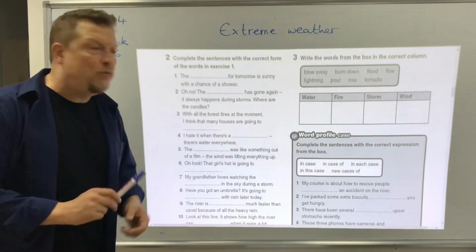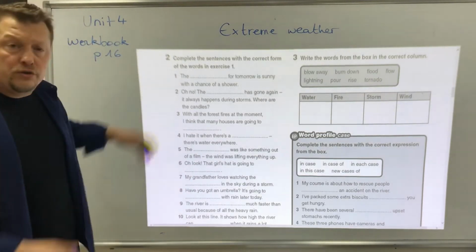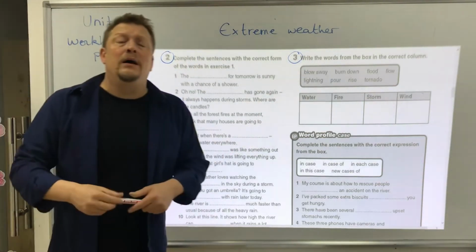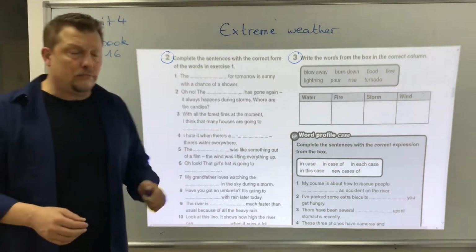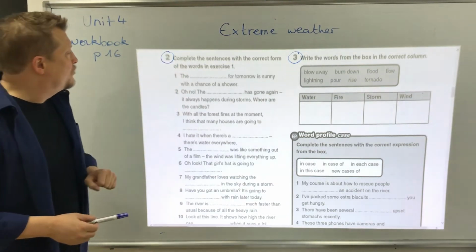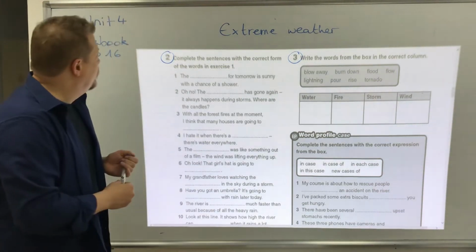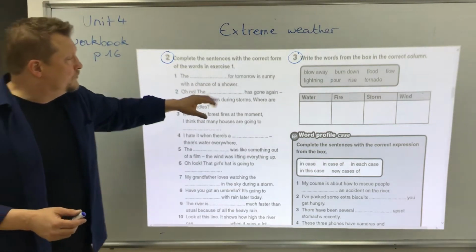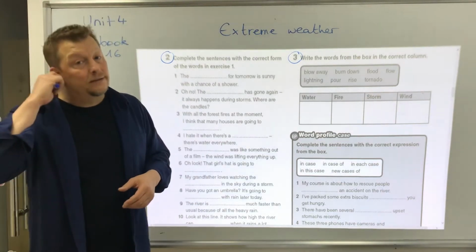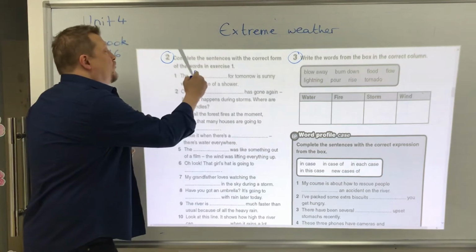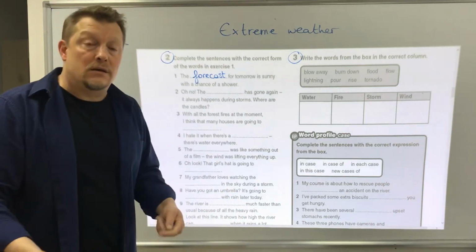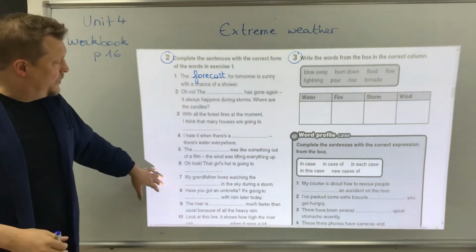Okay, so there are two more exercises on page 16. I want you to prepare exercise 2 and exercise 3. I will go through the first example together. So complete the sentence with the correct words from the exercise we just did. Now number 1, the blank for tomorrow is sunny with a chance of a shower. So what word is that? Yes, it's forecast, okay, what the weather will be like later, tomorrow or the day after.